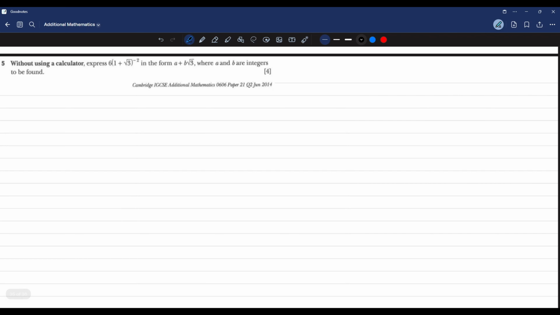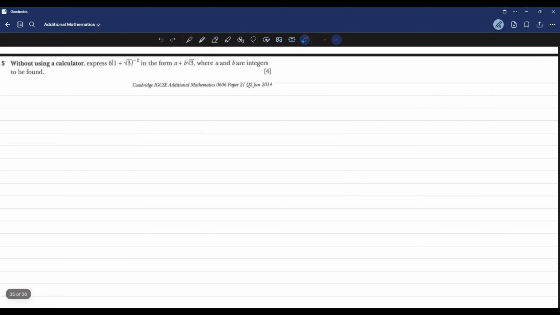Proceeding on to question number 5. Now, these type of questions in which we have to work without using a calculator, we do not commonly see them in the recent exam, and that's because of the non-usage of calculators in paper 1. So you won't be doing these type of questions. Your question won't have this without using a calculator, because in P1 there's no calculator at all.